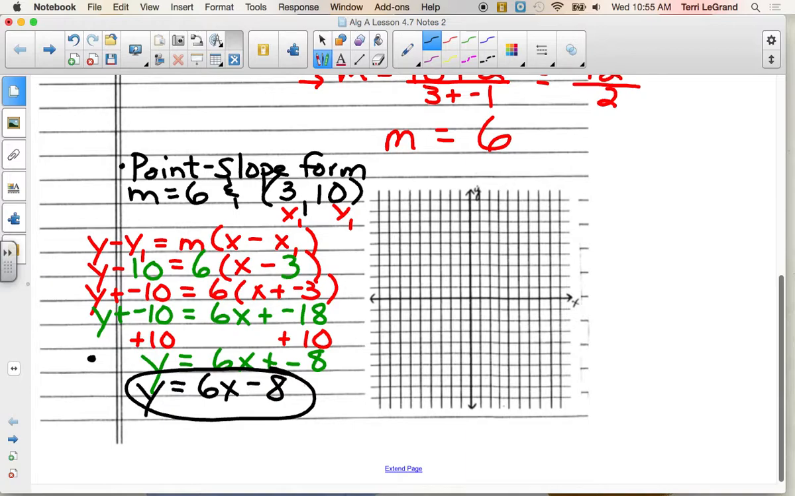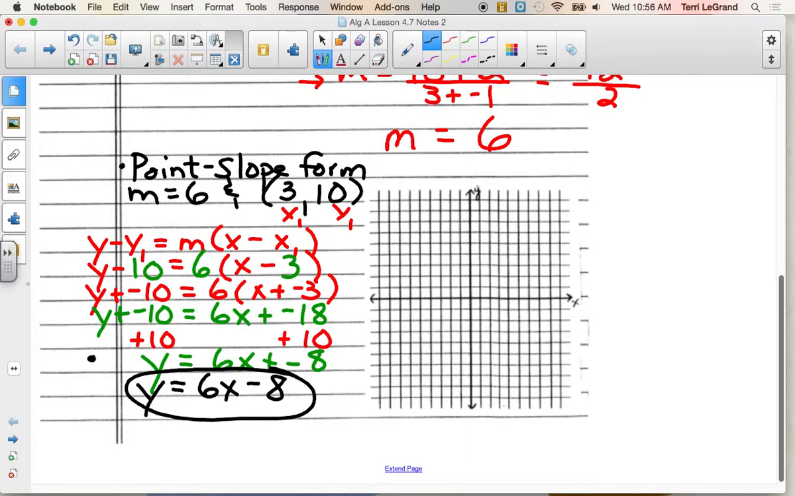Now, here's some good news though. Let me make your day, maybe. Since they gave us 2 points, how many points does it take to graph a line? 2. Let's graph those 2 points, and let's just see how well we did getting an equation by using the 2 points to get our graph instead of the equation to get our graph.